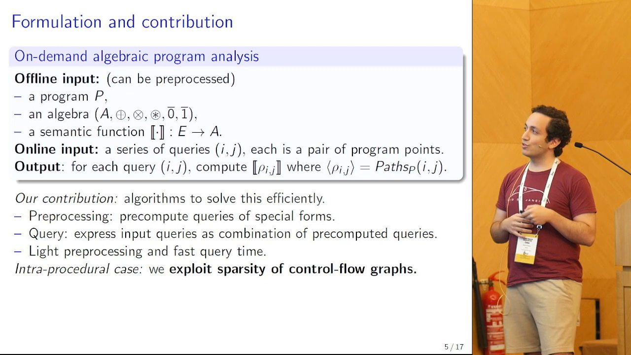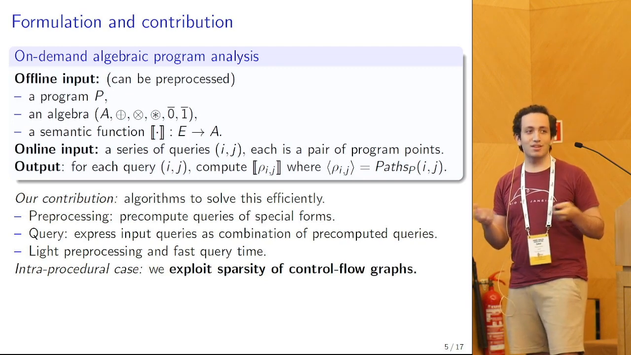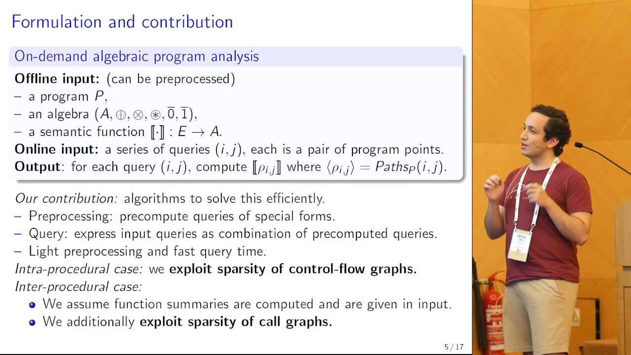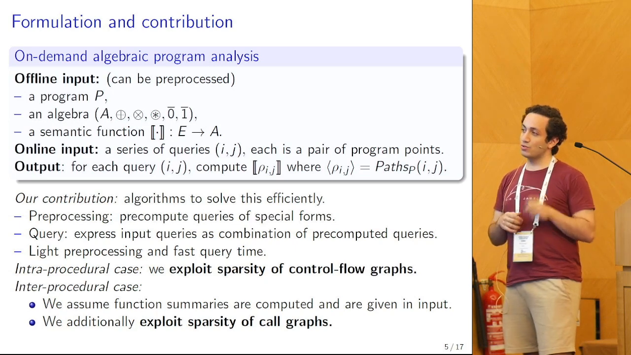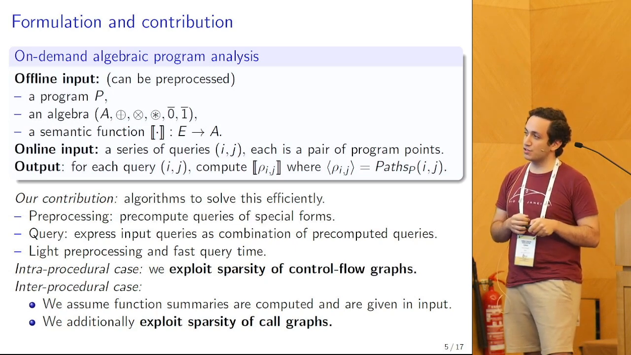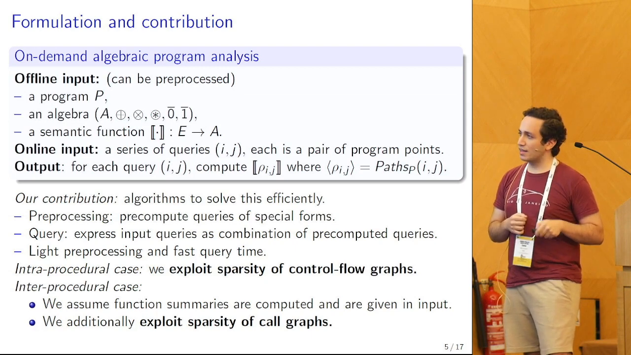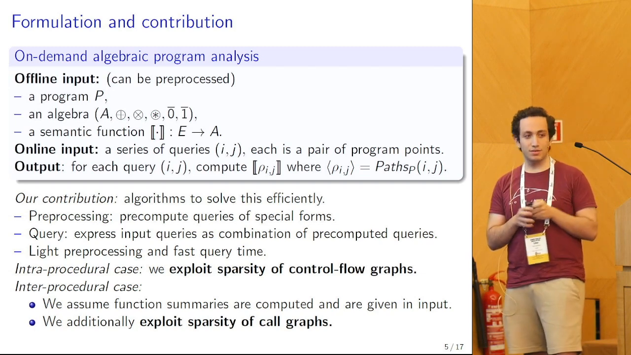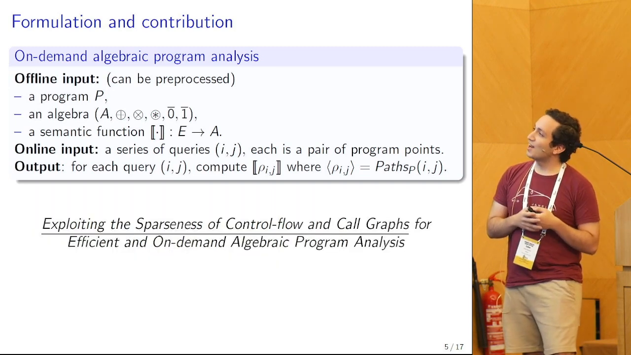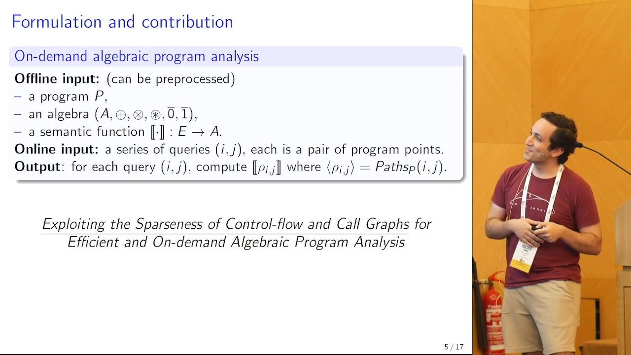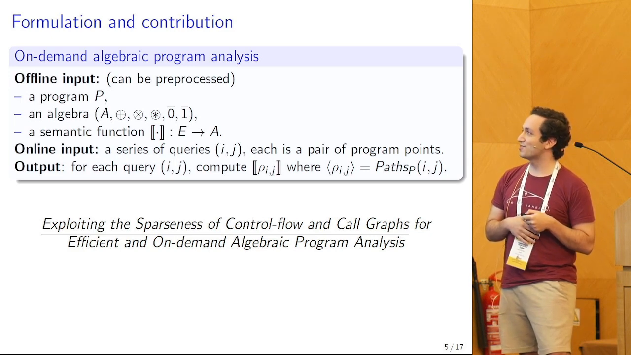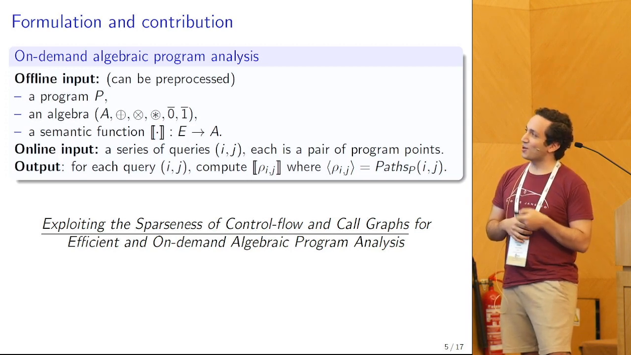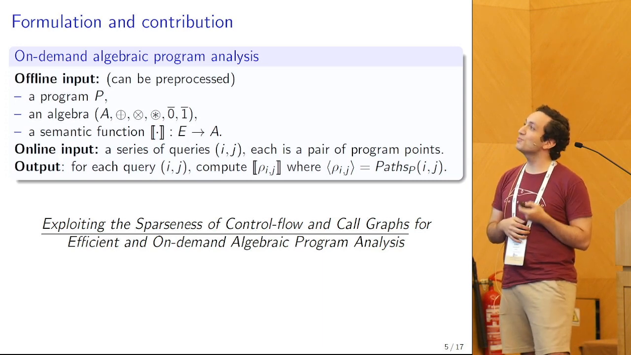We note that control flow graphs are not arbitrarily complex; they have some nice structures that we can use. And for the interprocedural case, we don't handle it directly, but we do give an algorithm if we suppose that each function is summarized and given at the input. And for this case, to maintain efficiency, we additionally exploit the sparsity of call graphs associated with the program. And this is this part of the title. We exploit the sparseness of control flow and call graphs, and we do that to achieve efficient on-demand algebraic program analysis. So I hope now that the title of our paper makes more sense to you.